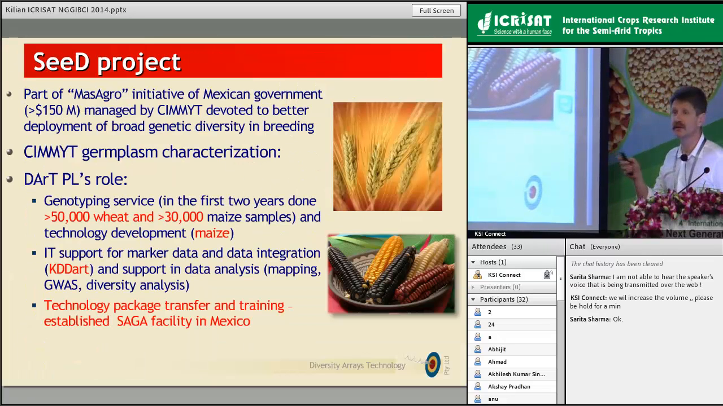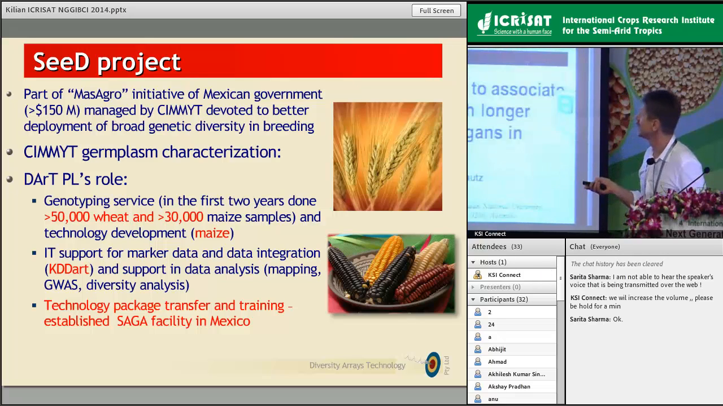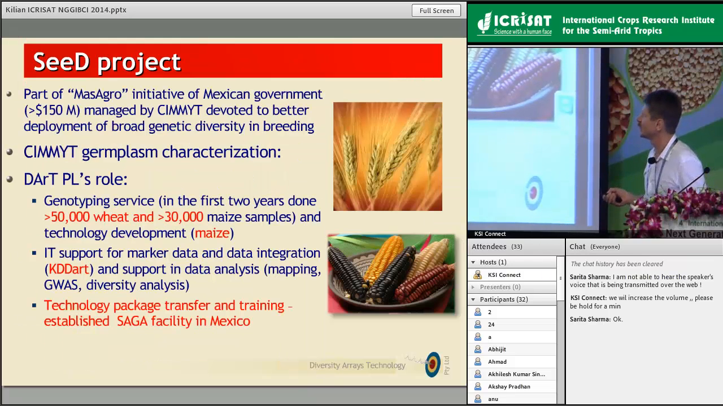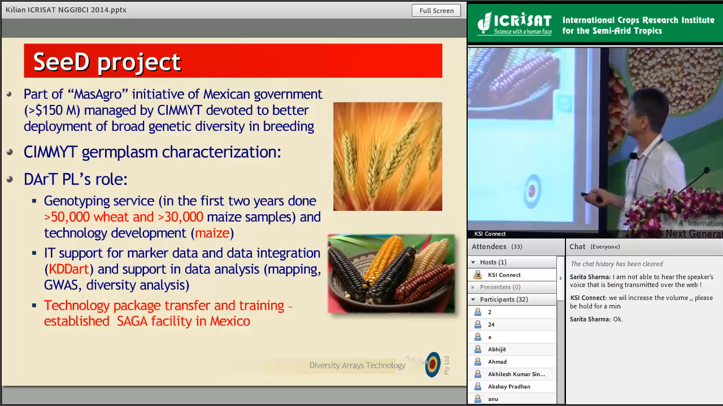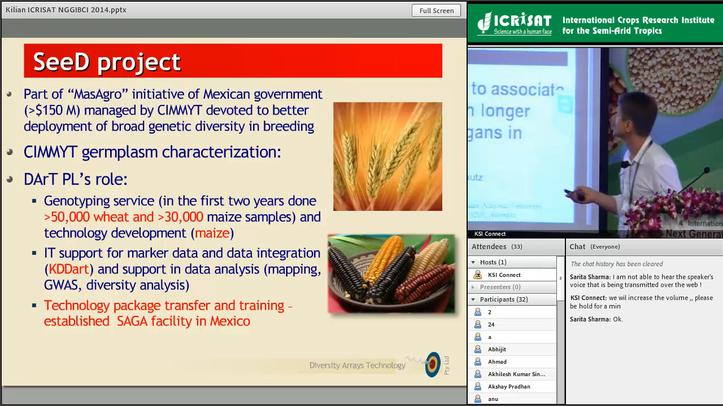This is just an announcement for the talk that Peter Wenzel will deliver on the FEED project. Very briefly, we're working with Semi-Arid on their germplasm collection both for wheat and maize. Maybe too fast. So we've done 50,000 wheat samples and 40,000 maize. But we're also helping them with IT support for marker data, integration with other types of data, phenotypes in particular. We're helping with GWAS analysis and diversity analysis with the team, and we also transfer this technology to Mexico. I understand that Peter will mention something about it.